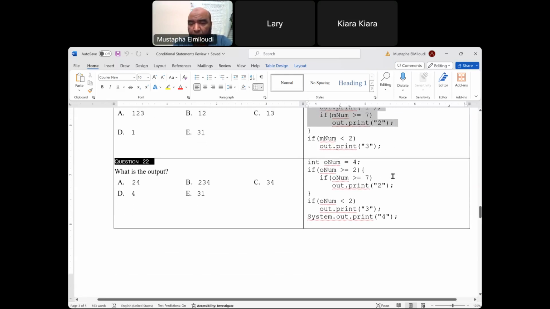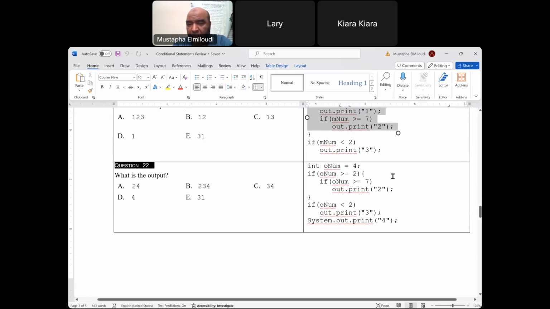Number 22, again, we have the braces. So don't look at the indentation. Look at whether there are braces or not. Is it a nested if or a separate statement? So this one is a nested if. 4 is higher than 2, but 4 is not higher than 7. So the first part will not be printed. Then again, look right here. Only this is part of it.